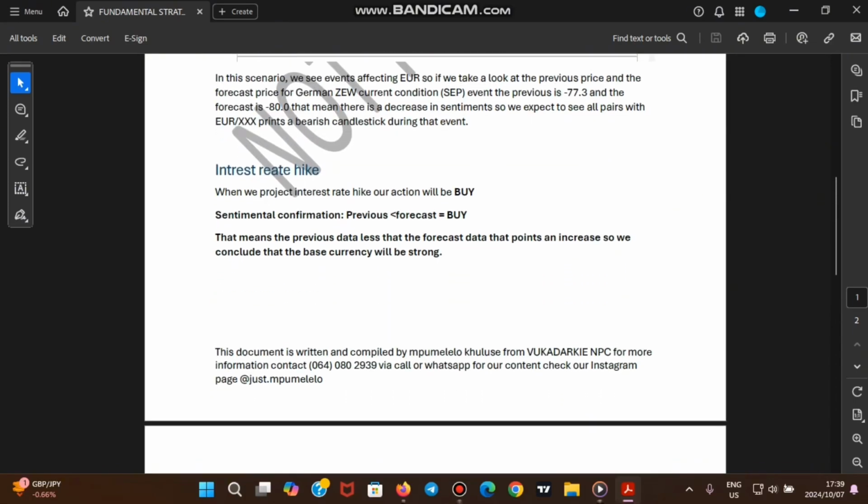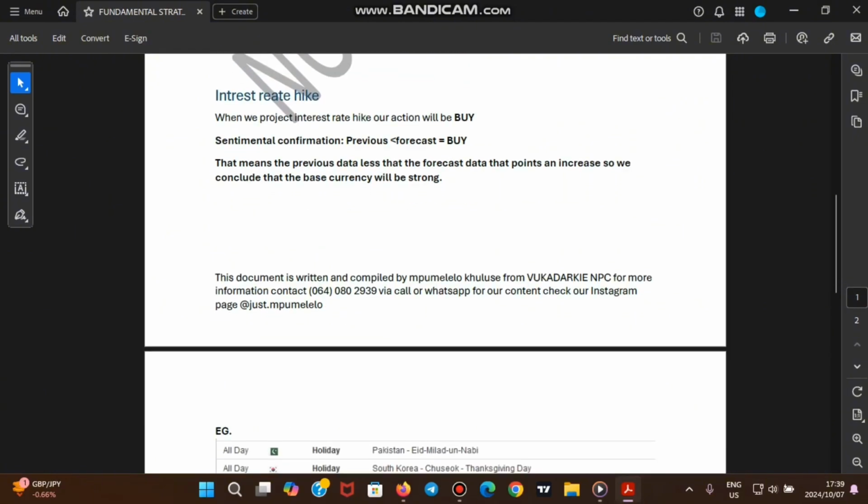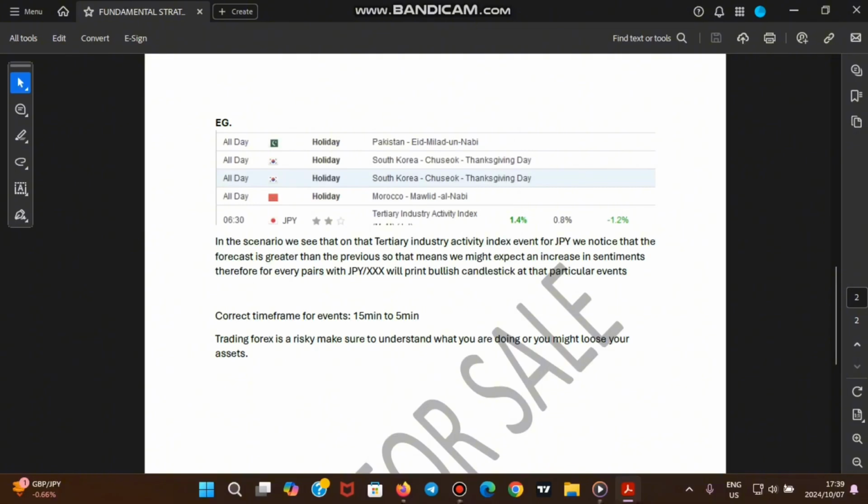Next is the interest rate hike. Whenever we're talking about an interest rate hike, we're looking to buy. Sentiment confirmation: the previous is less than or equal to the forecast. Then you buy. Another example, same thing, this example was made with JPY. Every pair that is JPY/USD you buy, JPY/CAD you buy, and whatever/JPY, like CAD/JPY, you sell. That's simple.